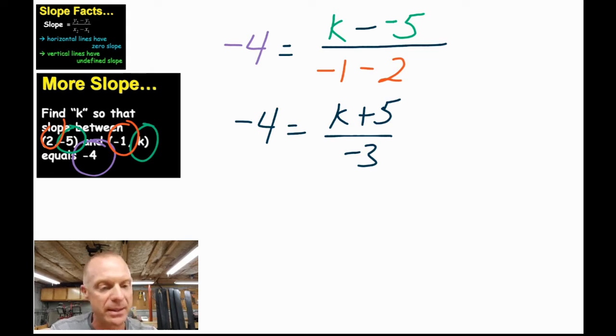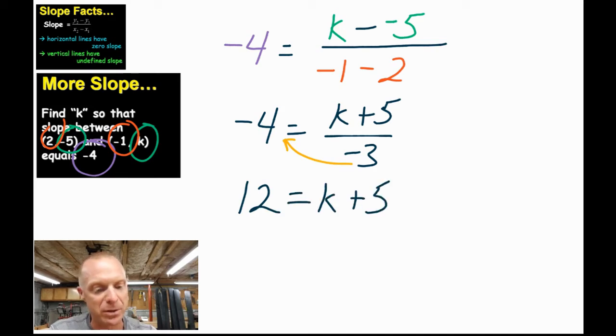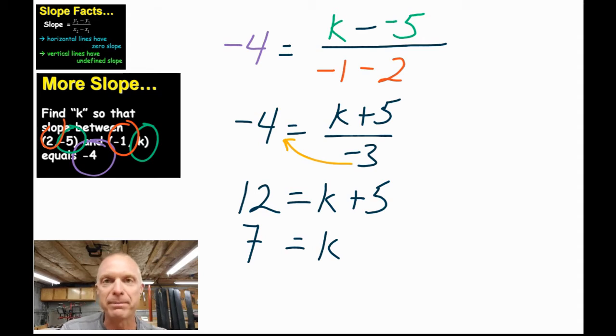I hope that you would take this -3 and multiply it over. So now we're just staring at 12 equaling k plus 5. So it looks like k equals 7. Nice little problem. Makes you think about your slope formula.